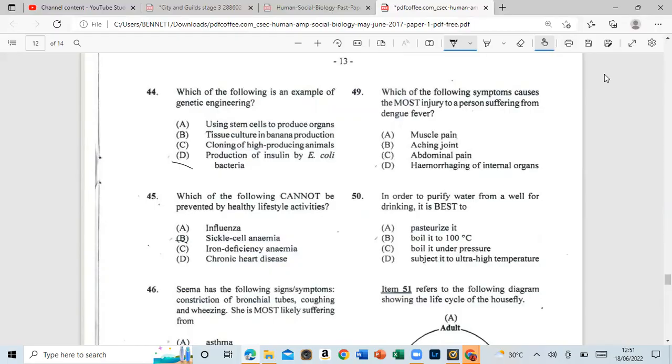49. Which of the following symptoms causes the most injury to a person suffering from dengue fever? A, muscle pain. B, aching joints. C, abdominal pain. D.